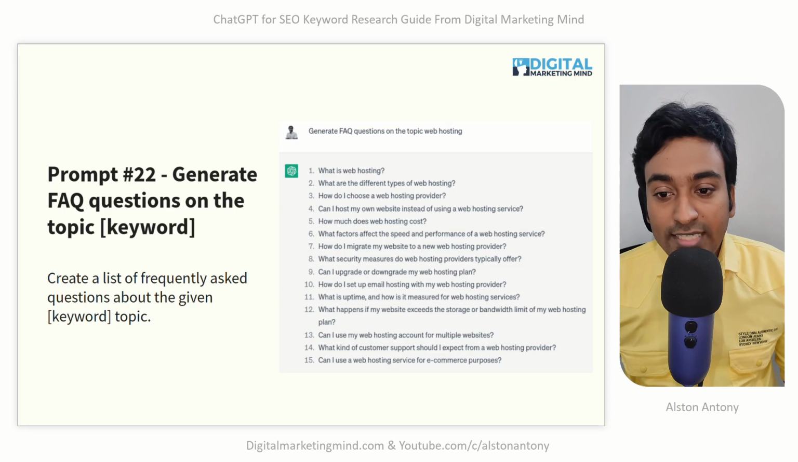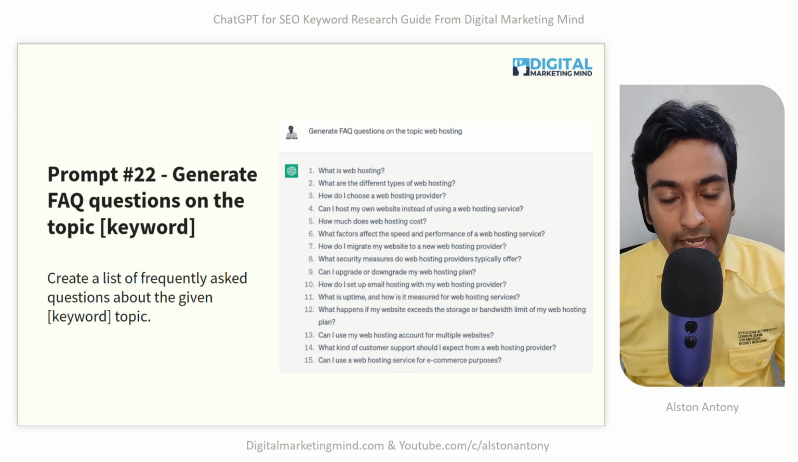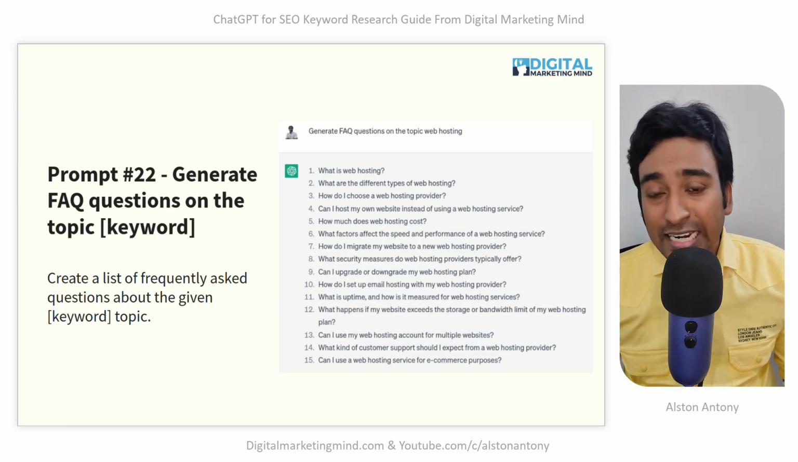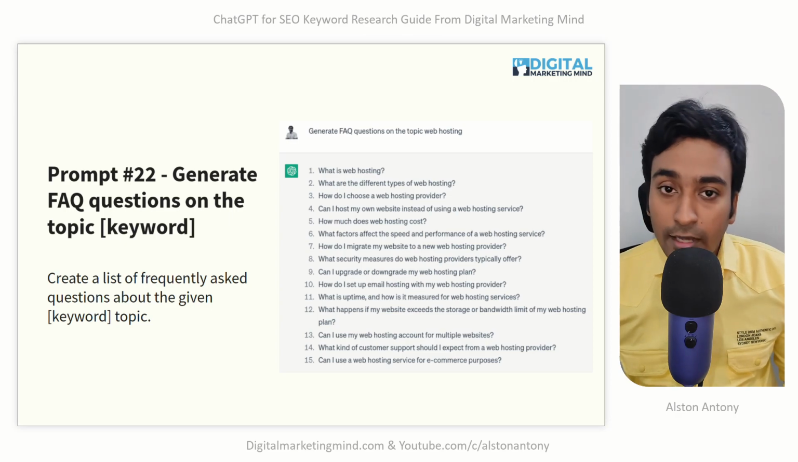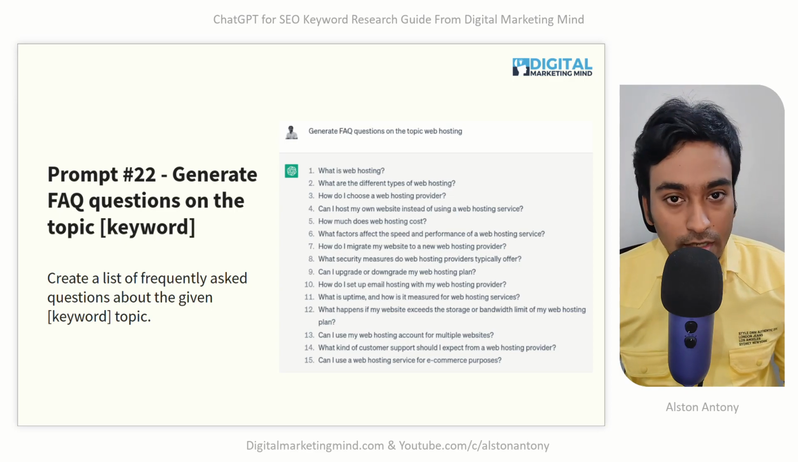Prompt 22: generate questions on a topic and keyword. You can provide a topic to ChatGPT and ask it to generate questions based on that. You can see these make really good question-type keywords, which can become a subheading in your content, or you can include them in an FAQ section within your content, or use them as long tail keywords. Any use case you need, you can use these keywords for it.